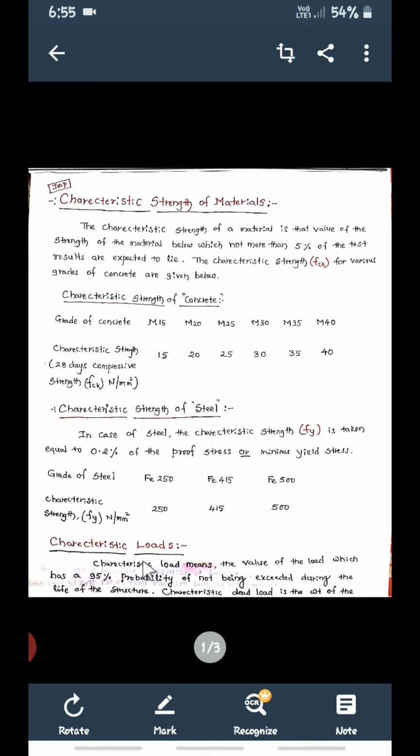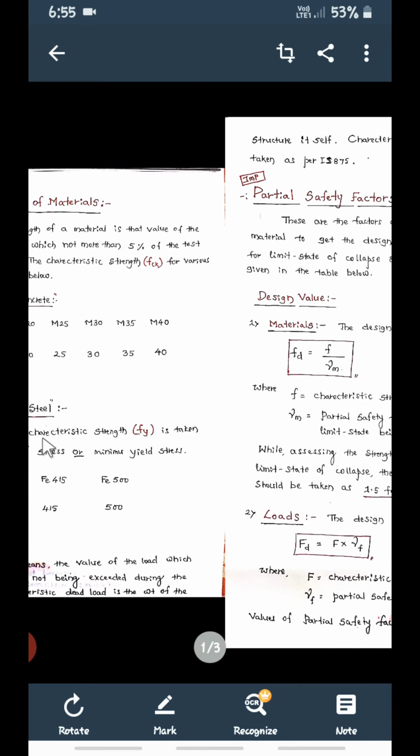So this is regarding characteristic load. Important here are the characteristic strength of materials, that is, the characteristic strength of concrete and the characteristic strength of steel, and now the characteristic load.